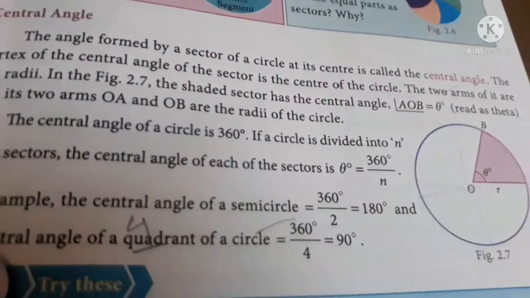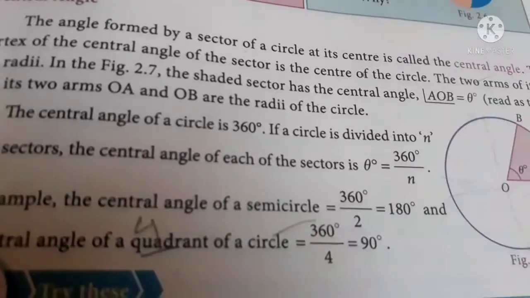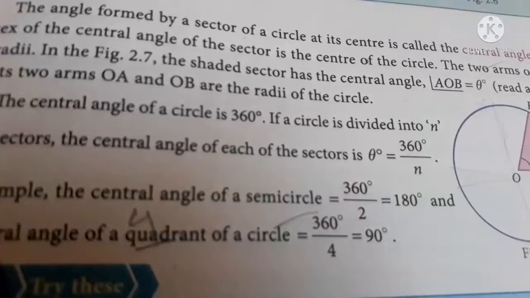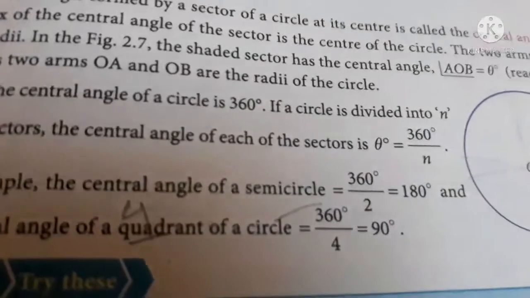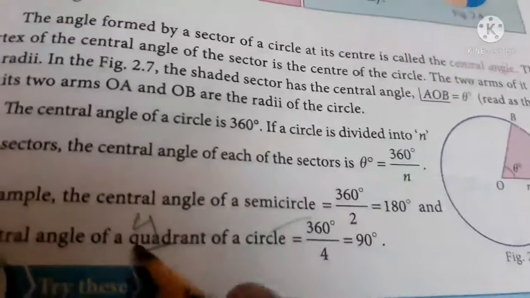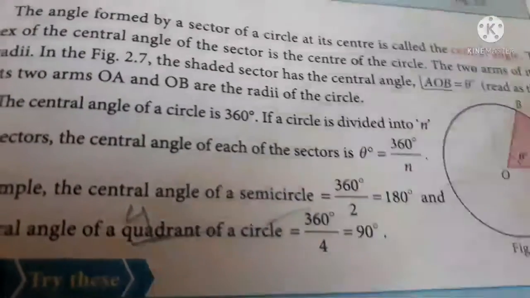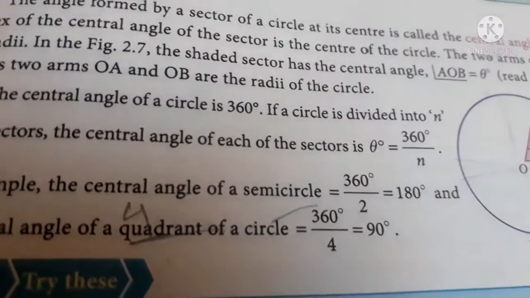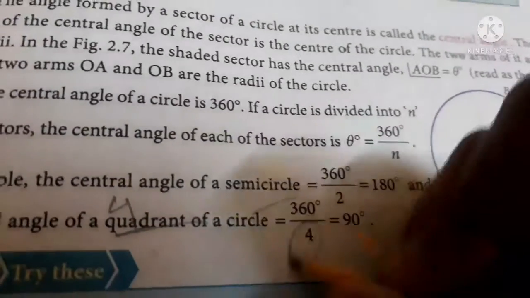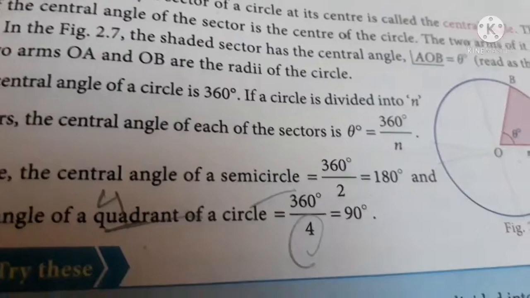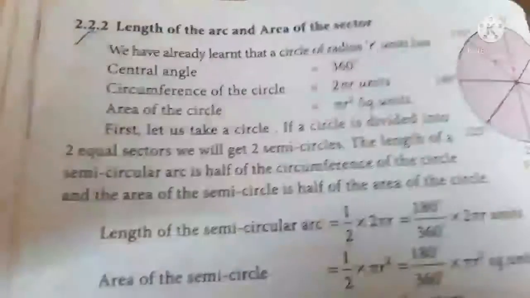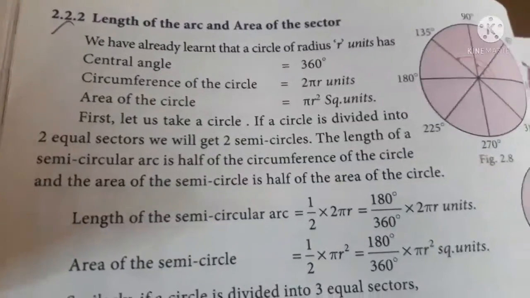Quadrilateral means it has 4 sides. Any figure which is formed by joining 4 lines will be called a quadrilateral, right? Same way, a quadrant is nothing but when you divide a circle into 4 equal parts, that will be called a quadrant of a circle. So 4 equal parts means you should just divide the total angle by 4, which is nothing but 90 degree.